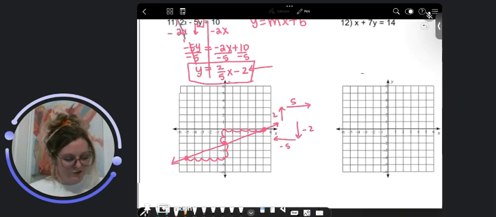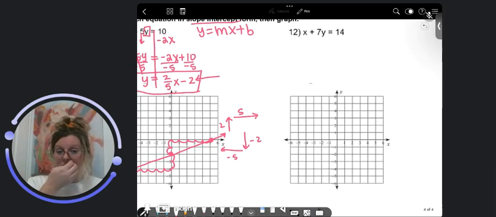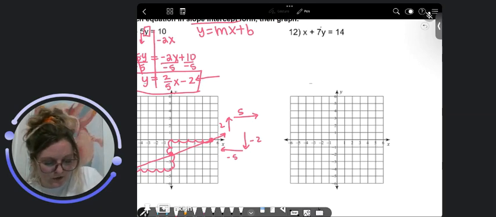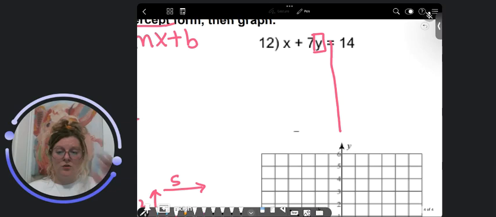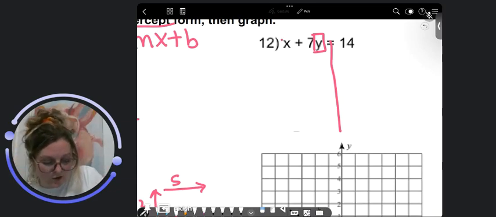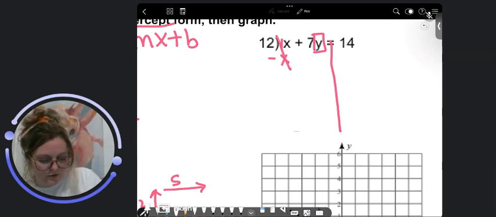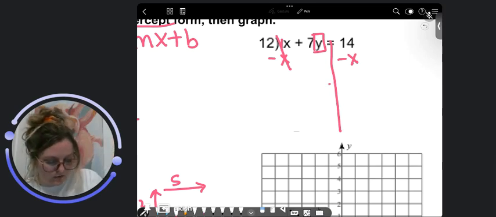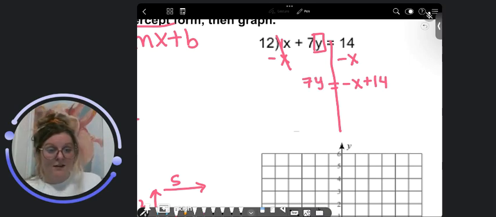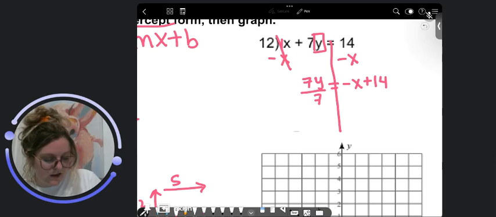All right, last one, y'all. Okay, we are going to solve for y. Put a box around y, your line down your equal sign. Whatever's touching mine needs to wait. The x, technically that is a 1x, so I'm going to subtract x from both sides. I cannot combine them on the right, so I'm going to rewrite that as negative x plus 14. The 7y's come down. Last step, divide by 7.